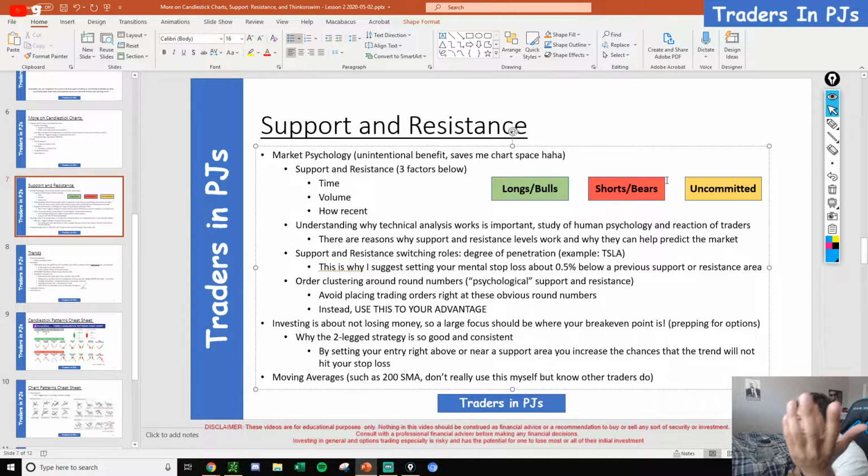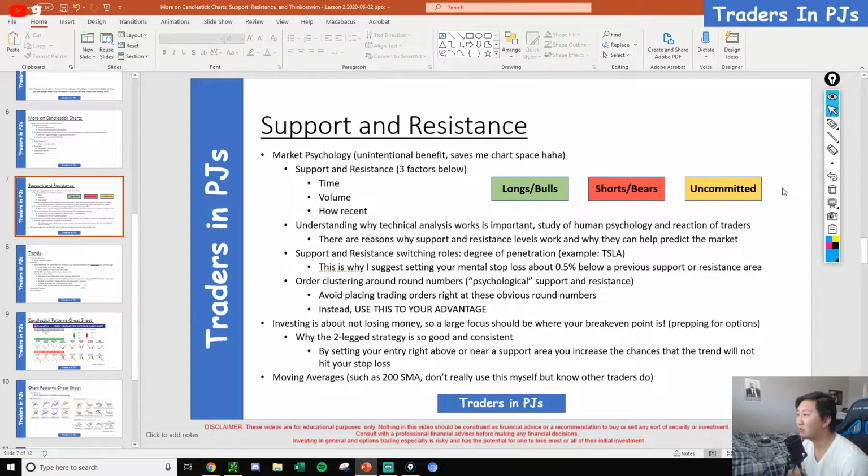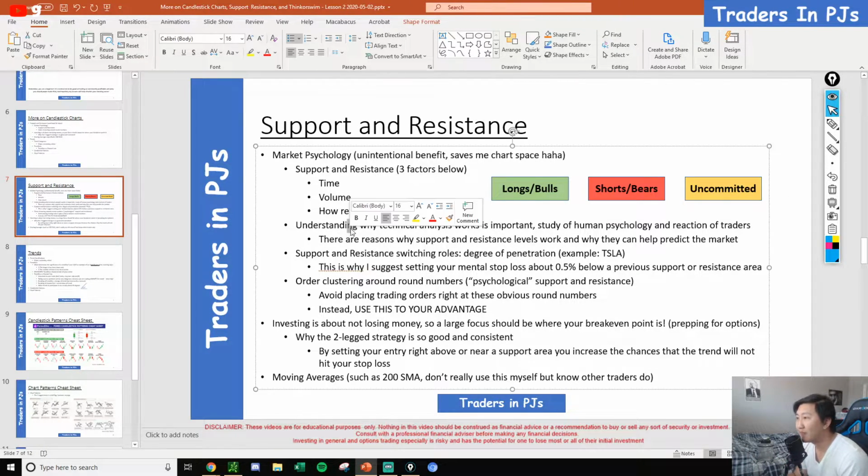They probably sold it a long time ago, right? They're probably, if anything, uncommitted, or who cares? You don't care about the volume from 2 years ago because you don't know where the heck those people are today, right? So the more recent the transaction and the volume, the more significant the support and resistance is. Hopefully now you understand why technical analysis works, right? And it's really the study of human psychology, taking advantage of FOMO.